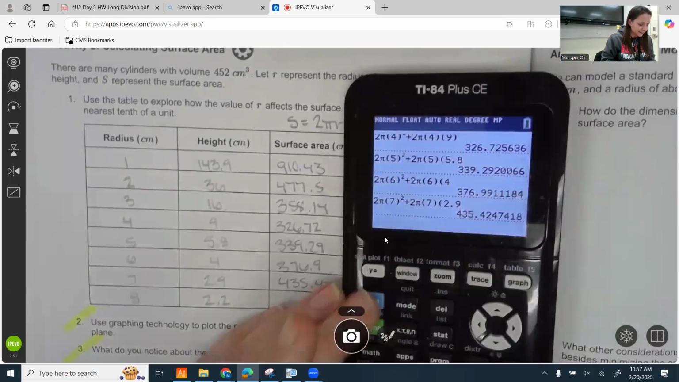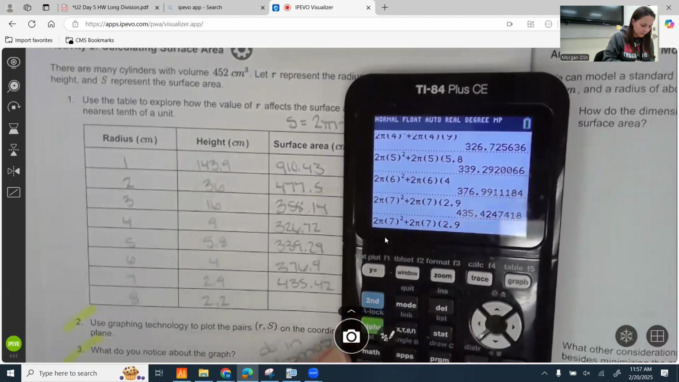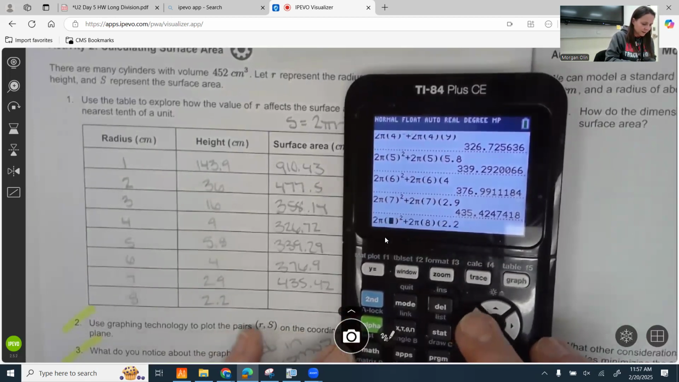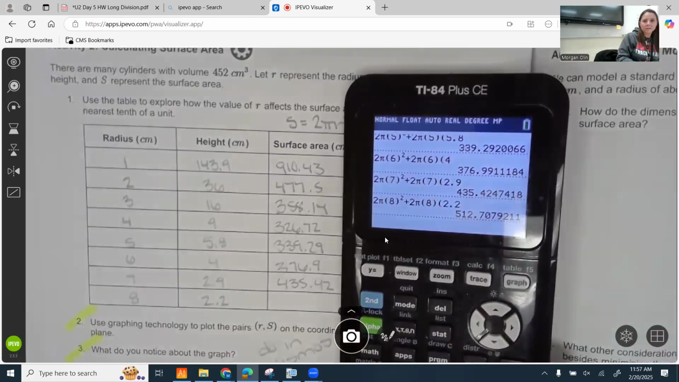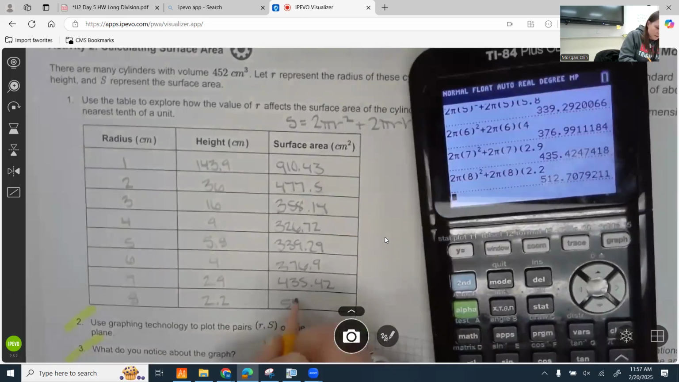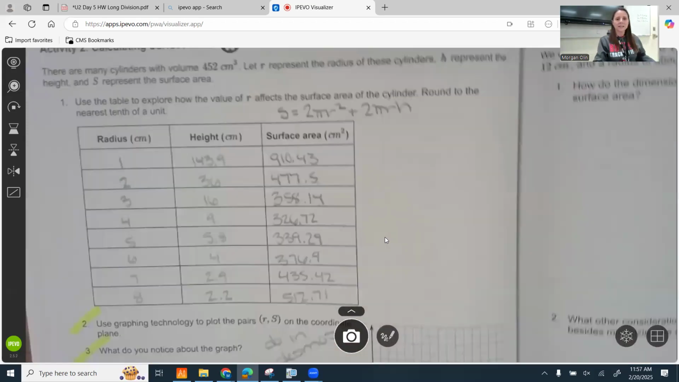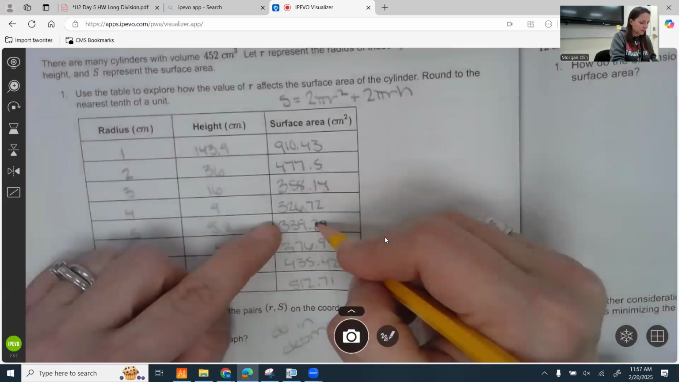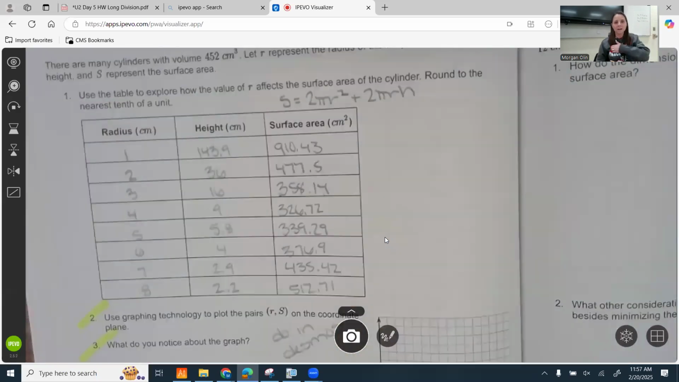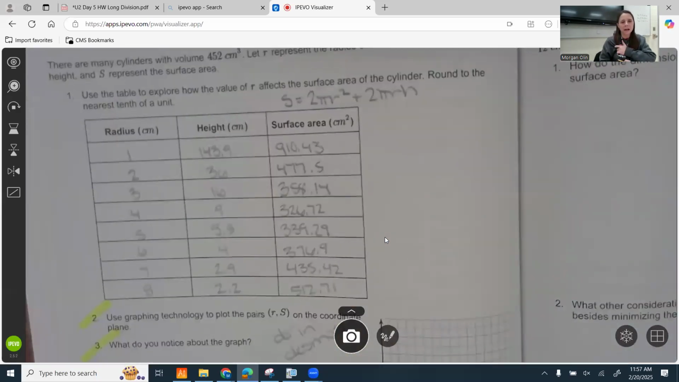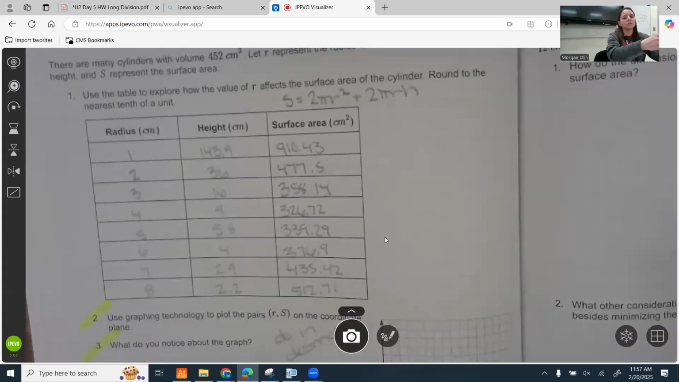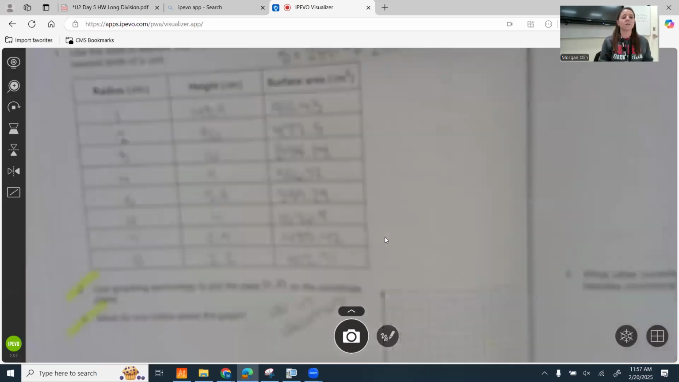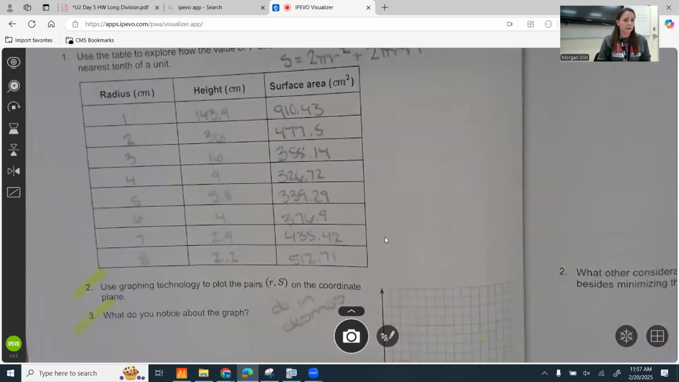What are you noticing this time? All right, as I do this, is it always going down? If you actually looked, it went down, but then somewhere right here, it starts to go back up. Do you see that right there? As the radius and height changed, this time the surface area does different things. It's not going to be the same depending on the radius and the height. It actually is different.